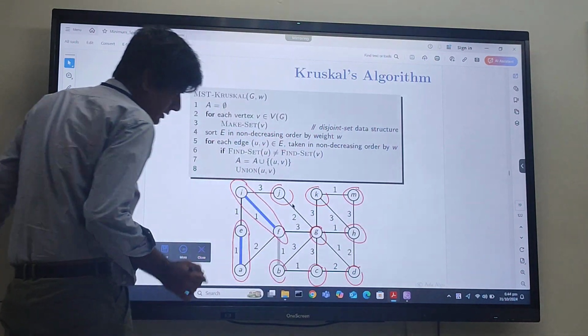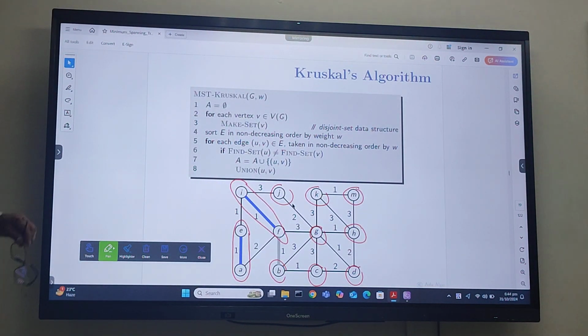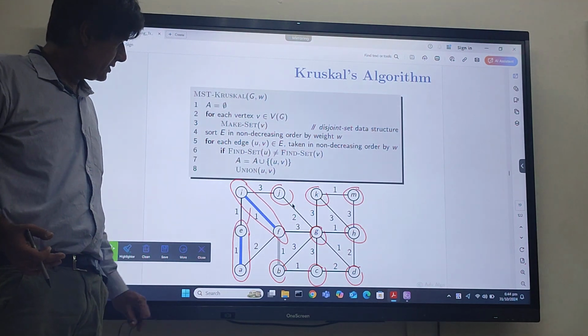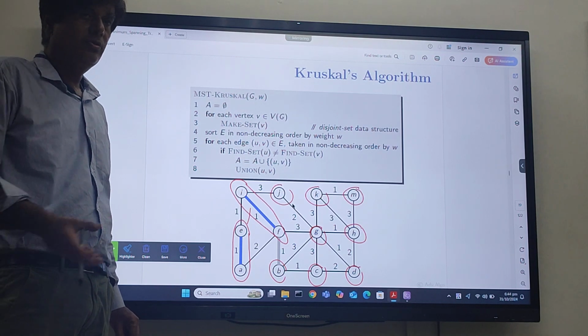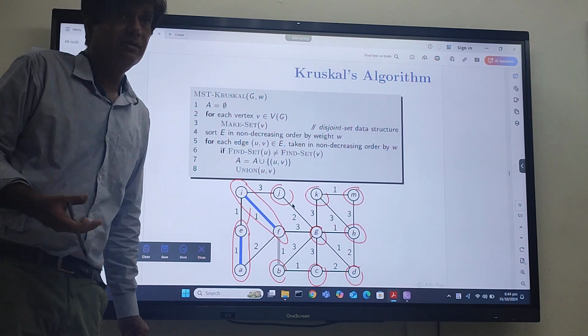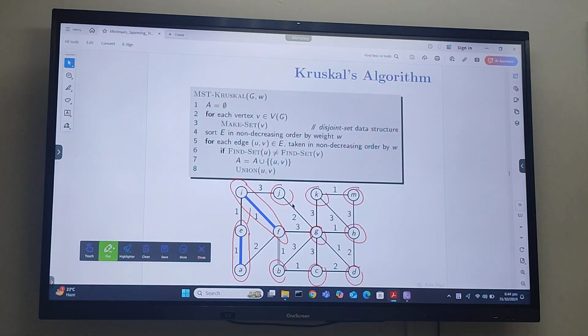Individual sets. These are individual sets, and so on. So the edge that is joining F and B are in two different sets, so it will be included in A. So by the end of this loop, the entire graph will be included in one set.